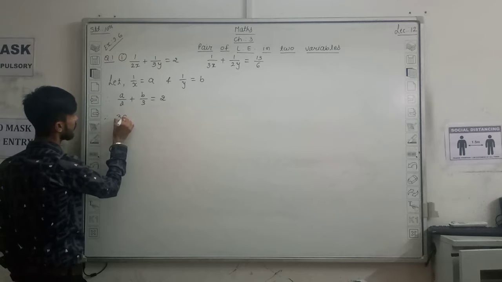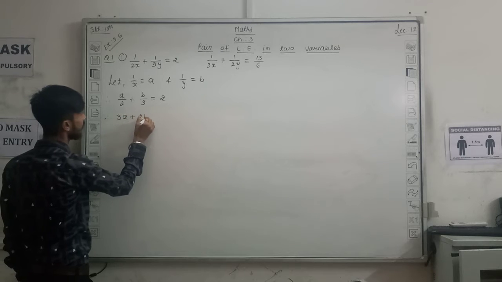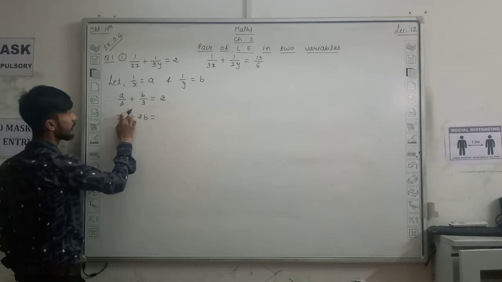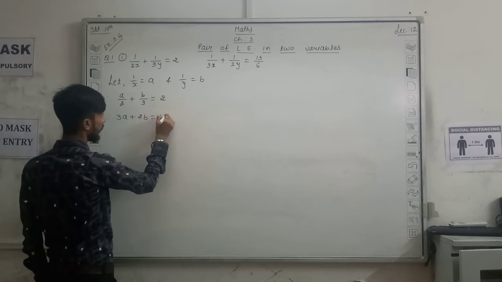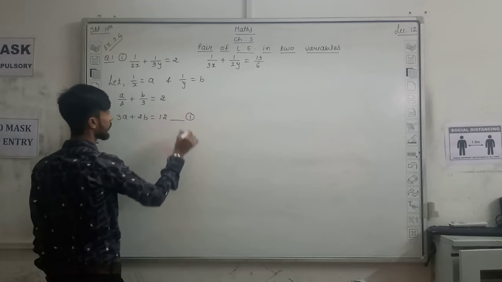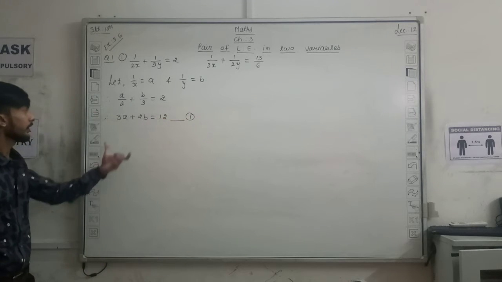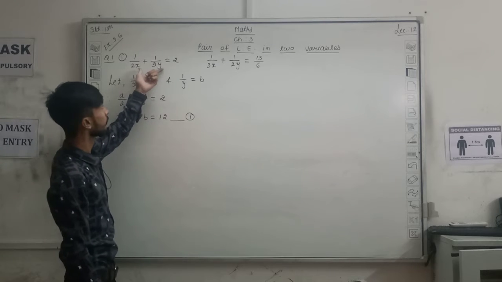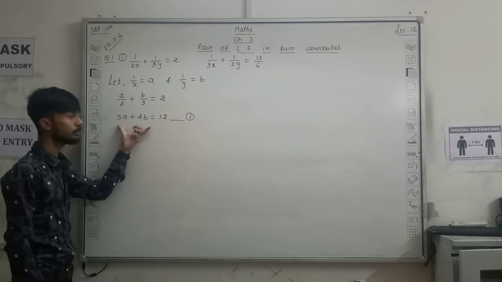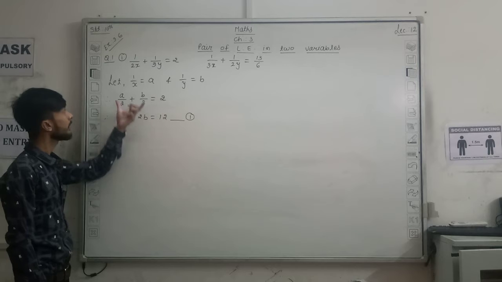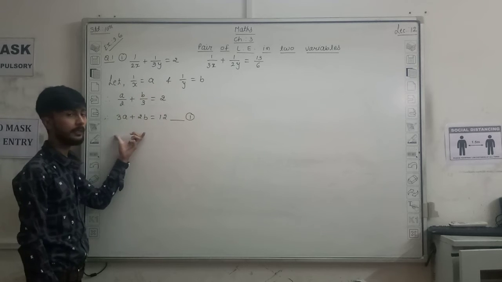So we get here 3a plus 2b equals 2 3s are 6, 2 6s are 12. So this is our equation number 1. Okay, so from this equation we reduced it to this form by changing variables, right?